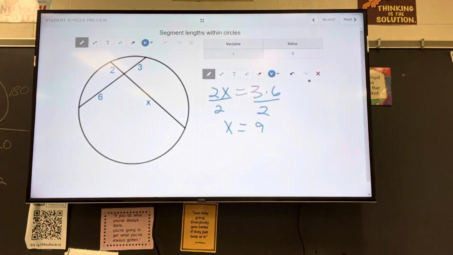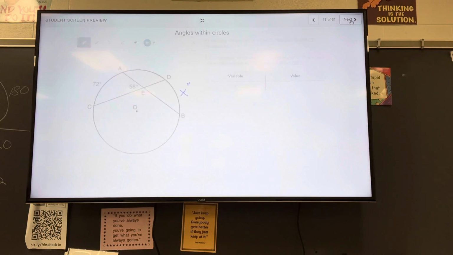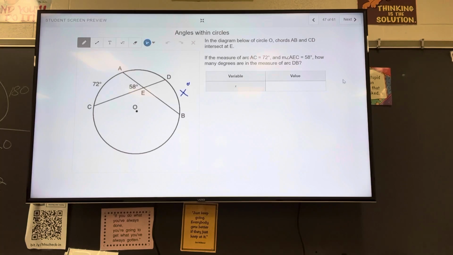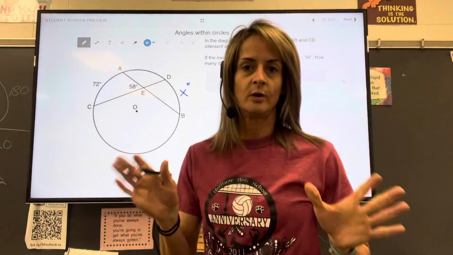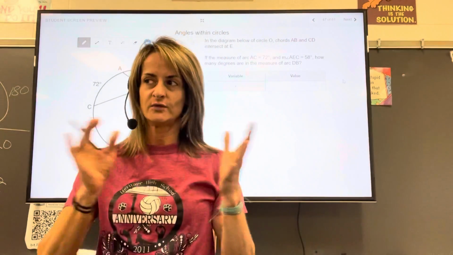I'm trying to go quickly because I know I have a lot of slides to get through, and I want to do each of these types of problems. So if you need to review for a retake or for your test, you'll have me doing each one of these types of problems, and you'll know you can fast forward to the one you want to look at.